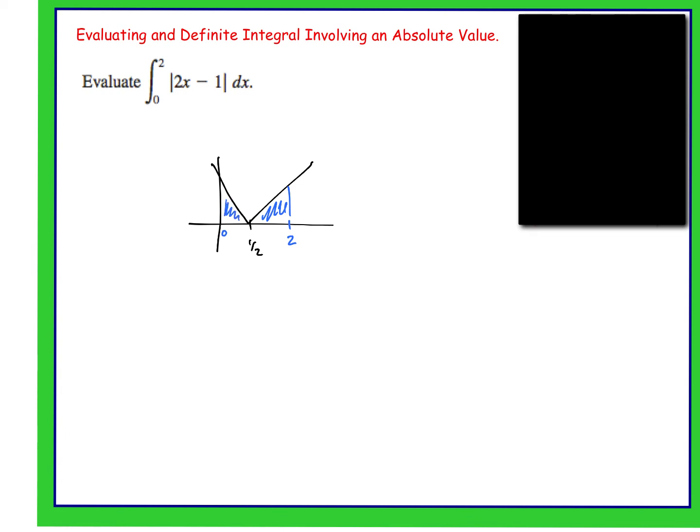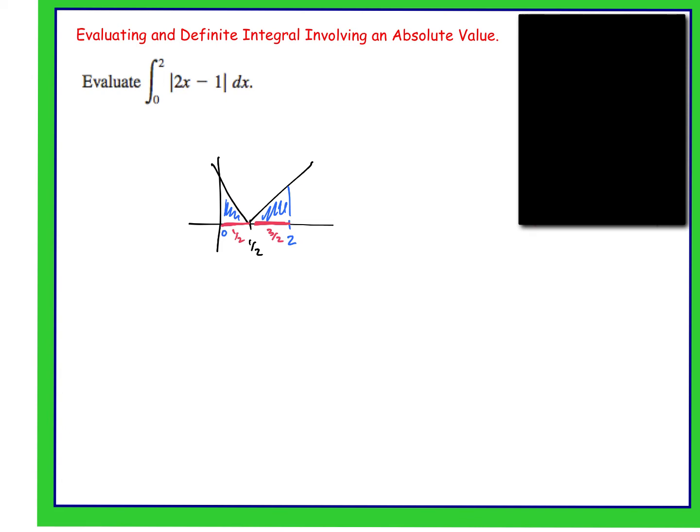And how do you find the area of triangles? 1/2 base times height, right? So we need to find bases and we need to find heights. So let's find bases first. So what's the base right here? 1/2, all right? What is the base right here? What? 1.5, also known as 3/2.